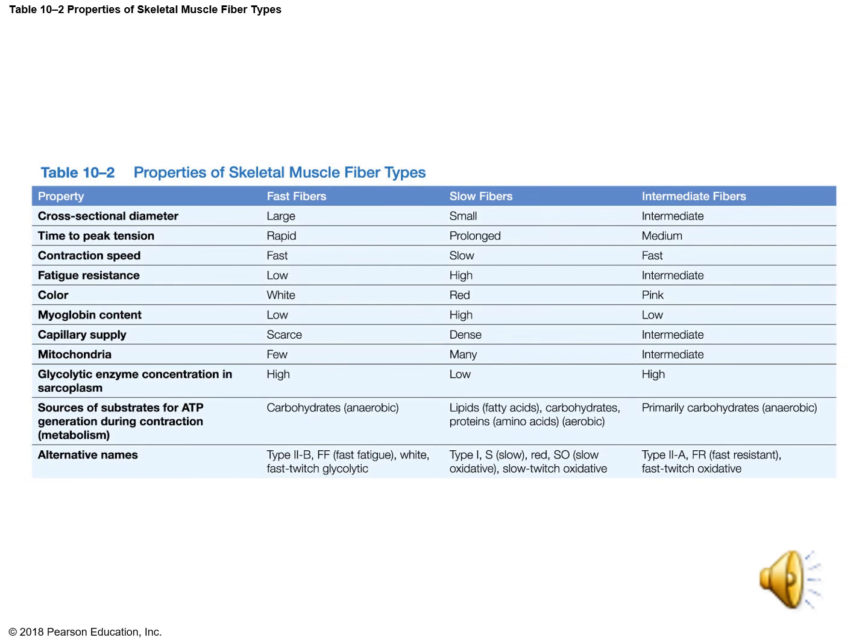It'll have many capillaries and be slow to fatigue, like the slow fibers. It has little myoglobin for oxygen storage, like the fast fibers. And conditioning can convert some fast fibers into intermediate fibers and increase your stamina.